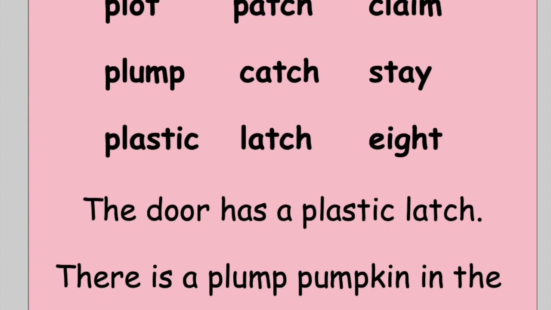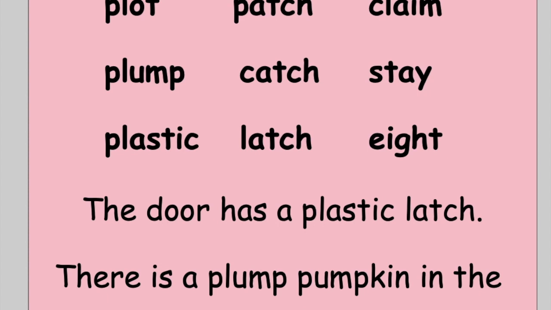Great job. Here we go. Let's swoop this sentence. There is a plump pumpkin in the patch. There is a plump pumpkin in the patch. One more time. There is a plump pumpkin in the patch. Great job. Okay, I need you to get your paper and pencil out.